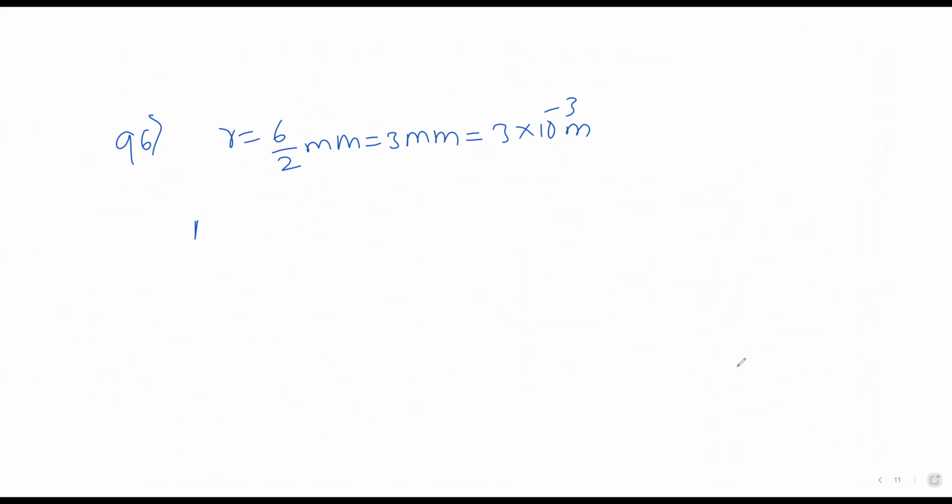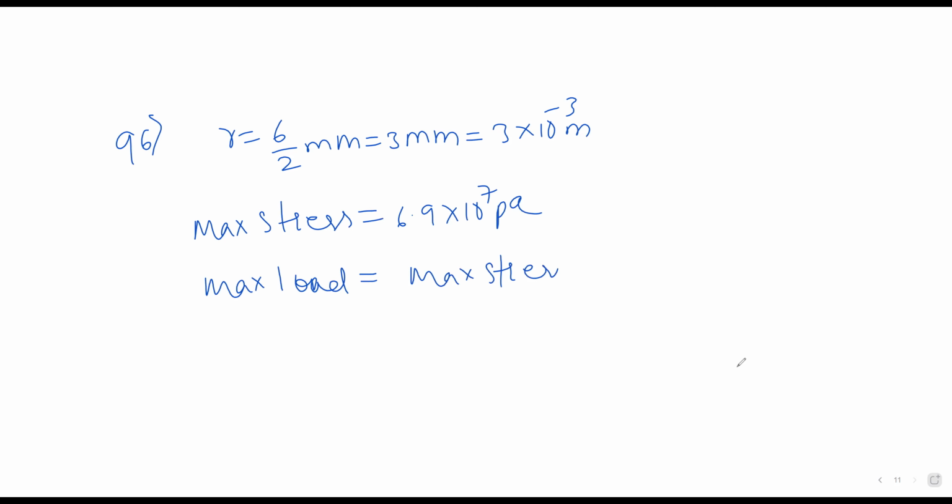So how much maximum stress have they given? Maximum stress is equal to 6.9 into 10 to the power of 7 Pascal. And what is the maximum load on the retrieve? To calculate that, maximum load is equal to maximum stress into area of cross section. So that's equal to 6.9 into 10 to the power of 7 into 5 into 3 into 10 to the power of -3 whole square, which gives 1950 Newton.